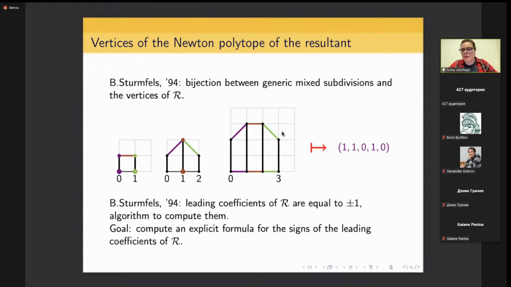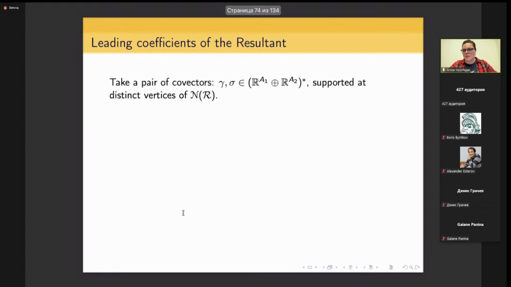Anyway, as I said, there was some kind of algorithmic approach to computing those signs, but actually there was no explicit closed form formula for this quotient for a pair of two different vertices of the Newton polytope. And that's what we did in our joint paper with Alexander Esterov. And let me give you a vague idea of how we did that.